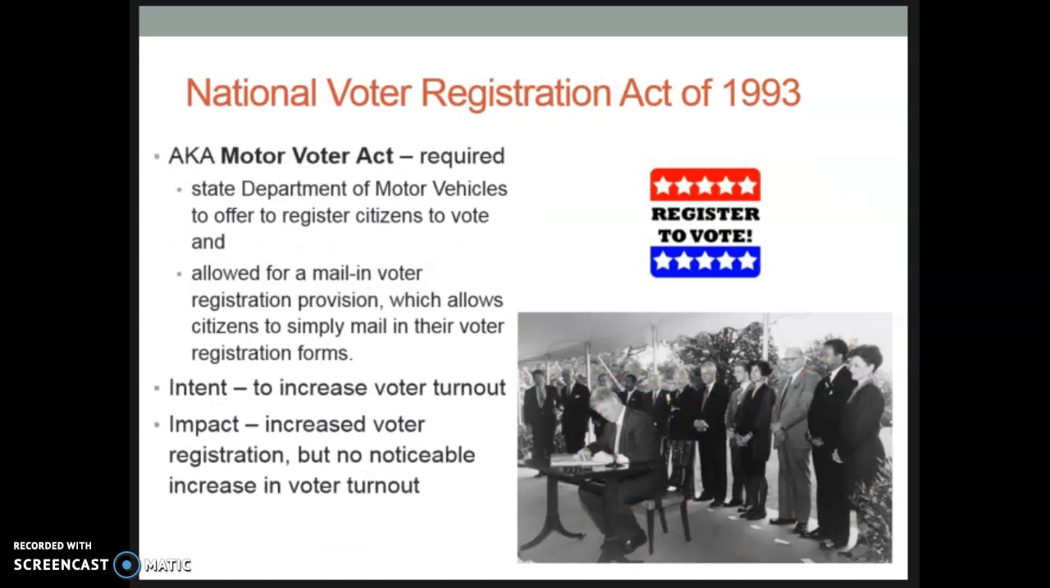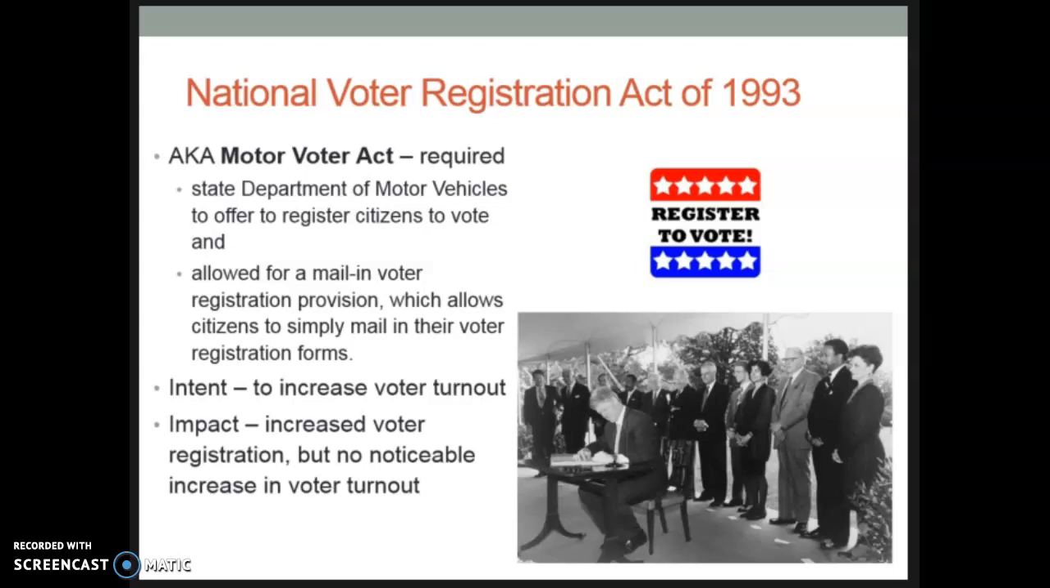Okay, another law that is going to make it easier, hopefully, to register to vote was the National Voter Registration Act of 1993. This was signed into law by Bill Clinton. This is also known as the Motor Voter Act because it allows people to register to vote at the DMV. Many of you have probably already registered to vote when you get your driver's license. You can do that when you are 16 or 17 in North Carolina, and then it would take action once you turn 18.